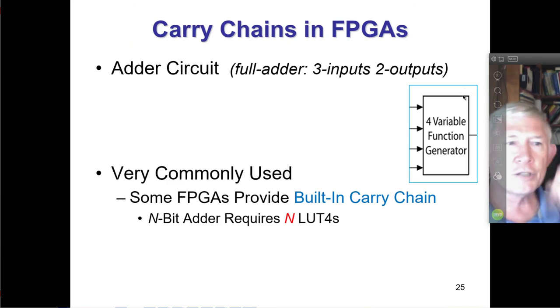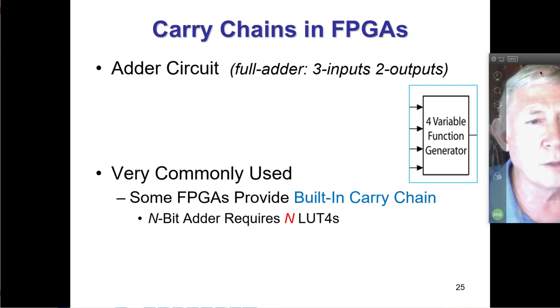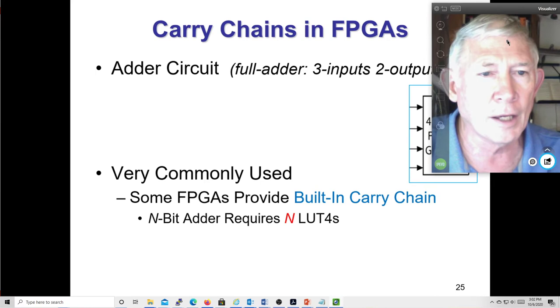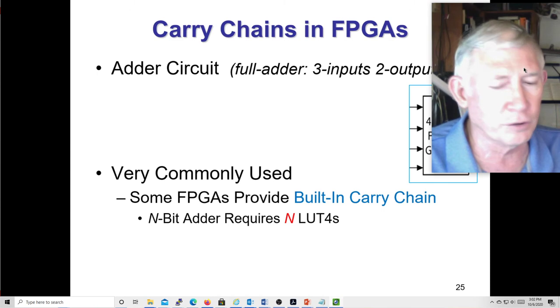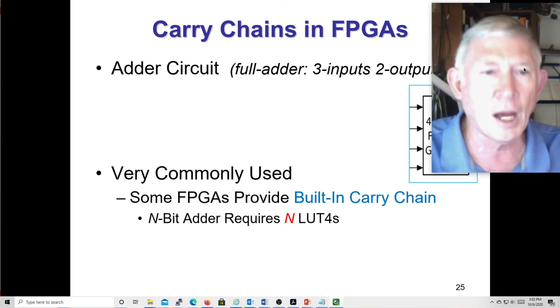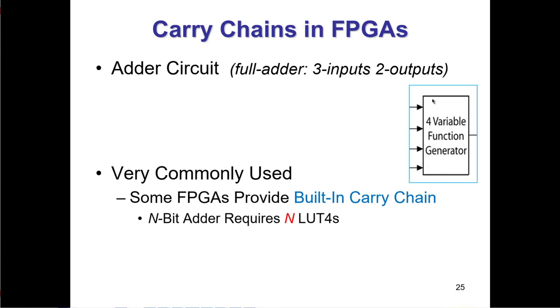So carry chains. A lot of times we do implement these carry chains, and we put them in because they greatly simplify the logic in certain cases. And if you don't have them, you pay a high price for not having them. So your typical full adder has three inputs and two outputs. With a LUT4, you can have your three inputs, but you don't have your two outputs, so you need two LUT4s to do it. So an N-bit adder requires N LUT4s.